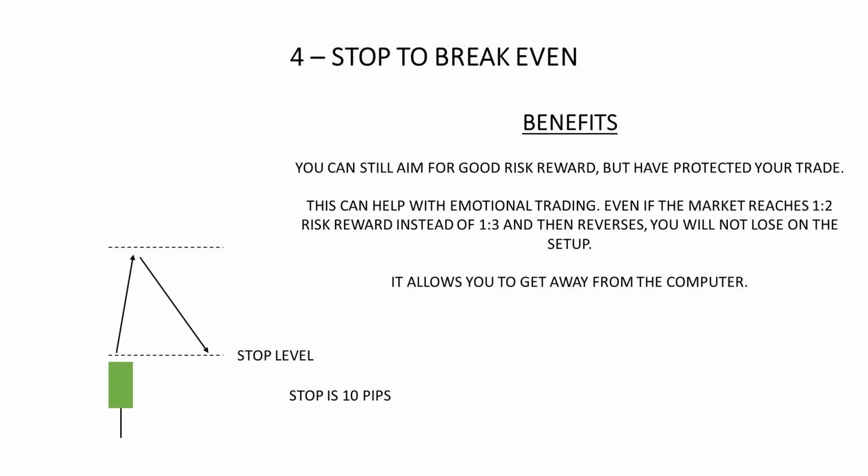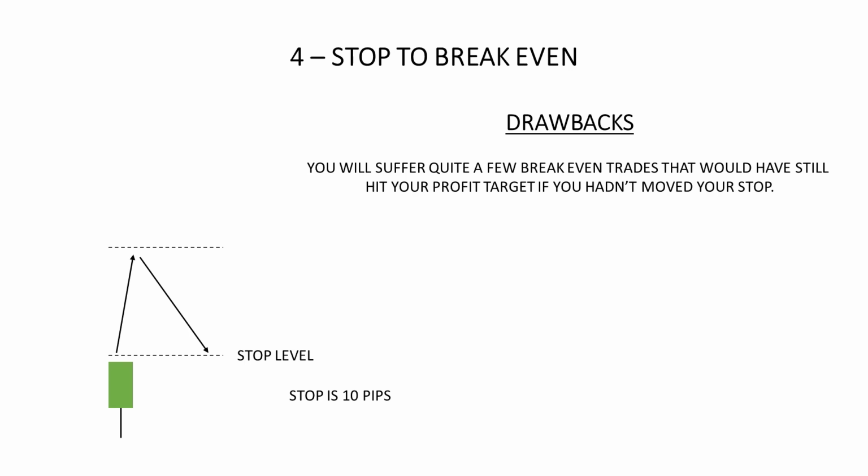Some benefits of doing this would be, you can still aim for good risk reward, but have protected your trade. This can help with emotional trading. Even if the market reaches 1-to-2 risk reward instead of 1-to-3 and then reverses, you will not lose on the setup. It allows you to get away from the computer. The main drawback is that you will suffer quite a few break-even trades that would have still hit your profit target if you hadn't moved your stop.